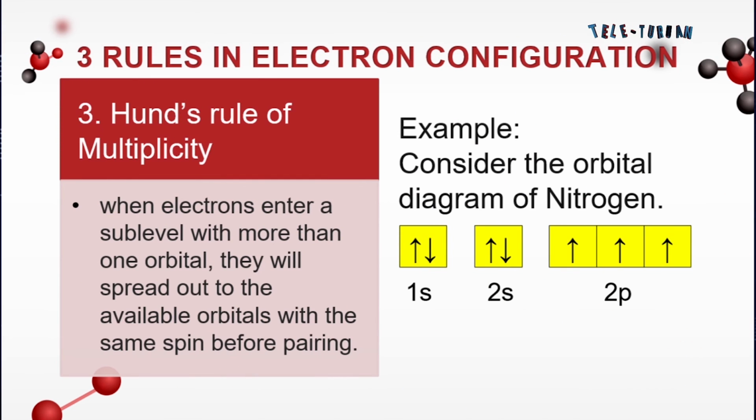Hund's rule of multiplicity. This rule says that when electrons enter a sublevel with more than one orbital, they will spread out to the available orbitals with the same spin before pairing. Let's consider the orbital diagram of nitrogen. The orbital diagram of nitrogen looks like this. Notice that in 2p, electrons spread out to the available orbitals with the same spin.